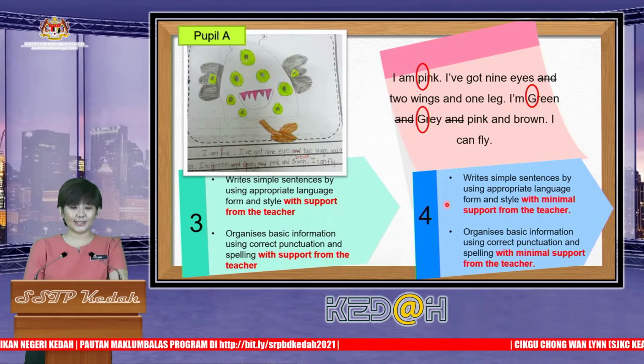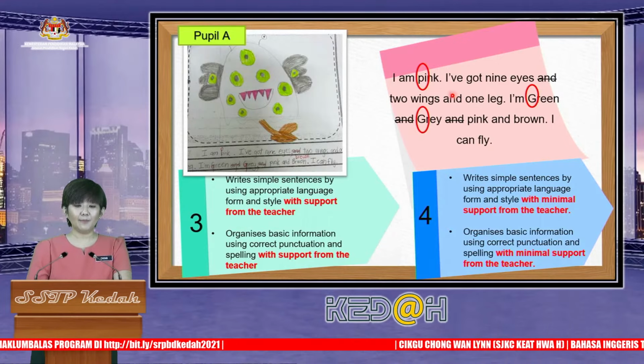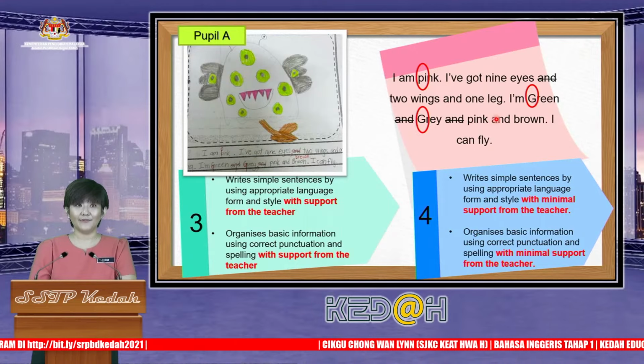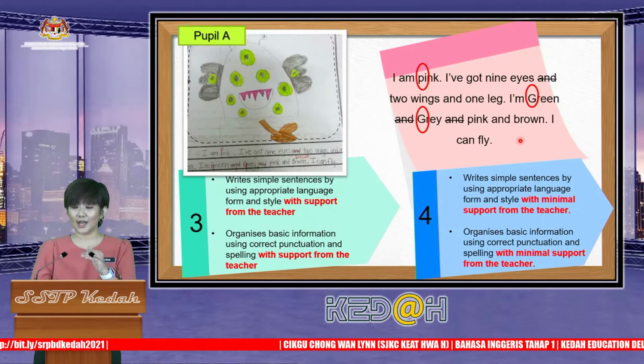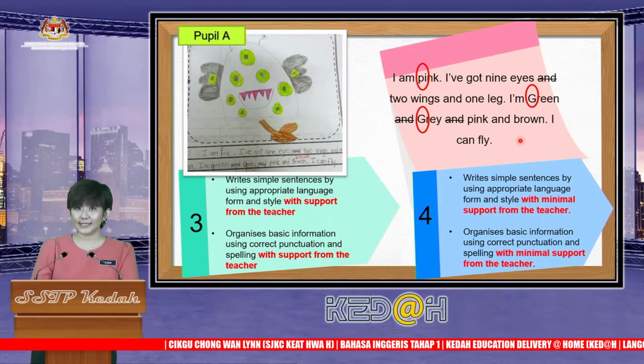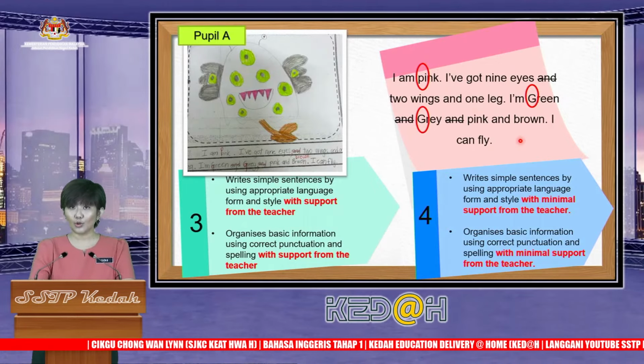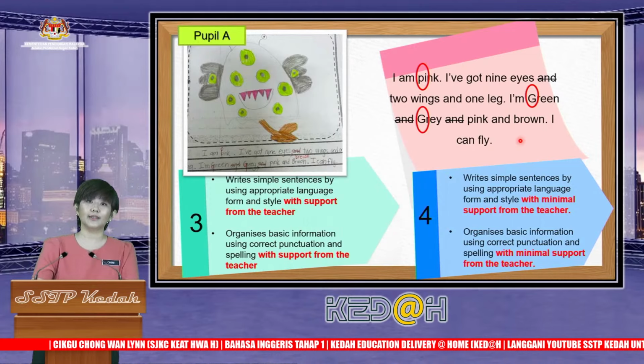So this is pupil A. As you can see, there are some punctuation mistakes here and misuses of the conjunction "and". However, the sentence patterns are still there. The full stops are correctly placed and we could understand what he or she is writing. So let's go to another piece of work before I give some comments.